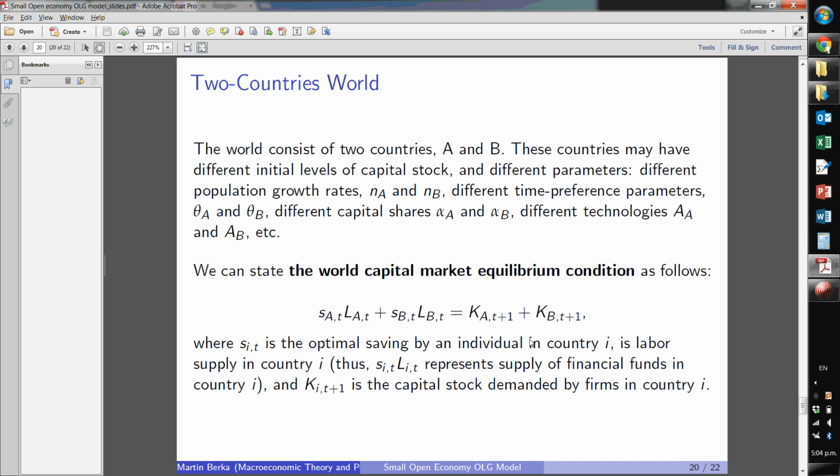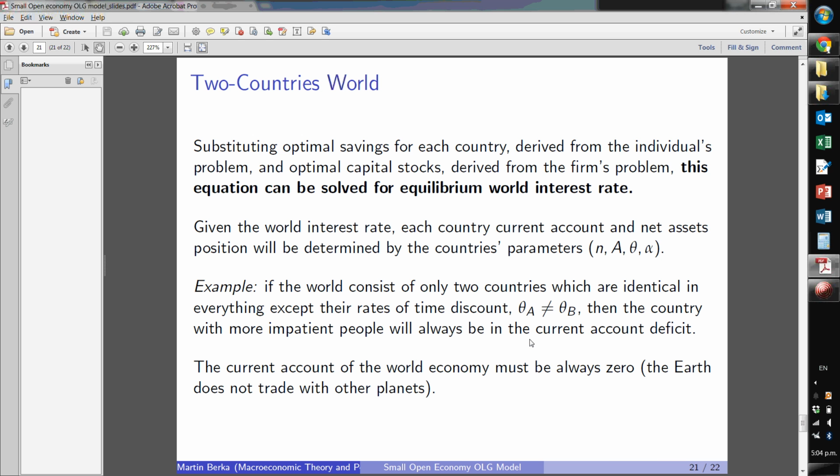Of course, the savings rates in both country A and country B are optimally determined savings rates. And similarly, capital stocks in country A and country B are optimally determined from firm maximization in those two countries, so those are the capital demands, and supplies of capital are determined from consumer or utility maximization in each of those two countries. So we could solve for this basically. The equation can be solved.